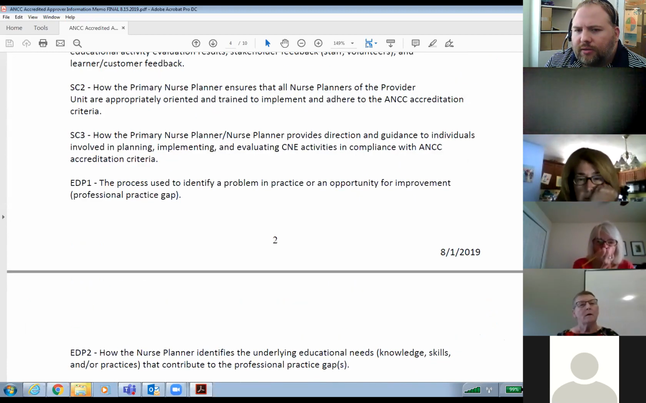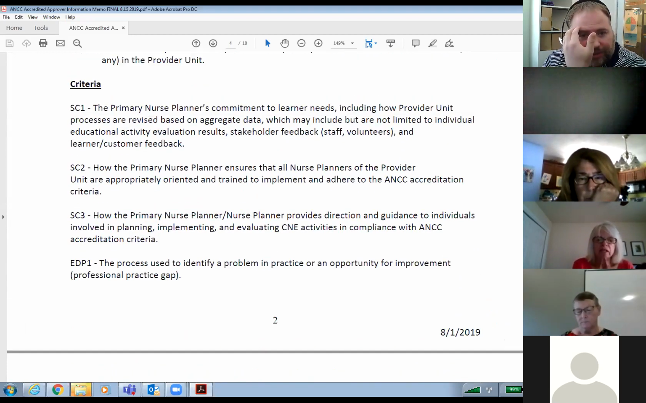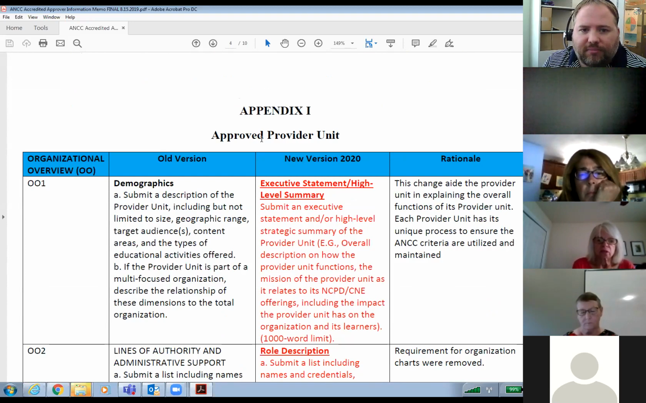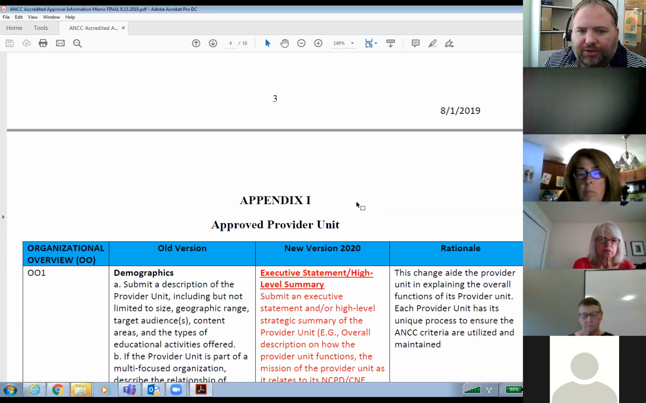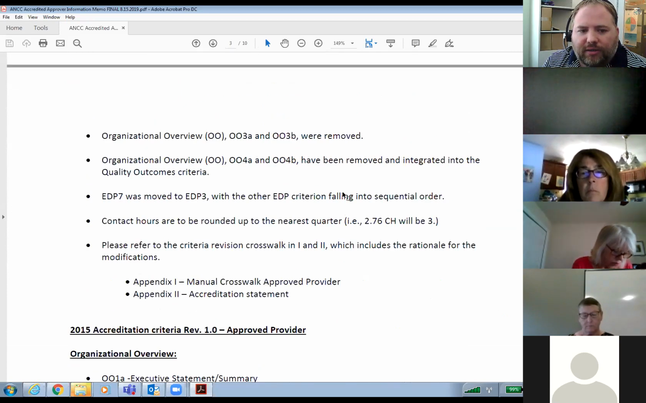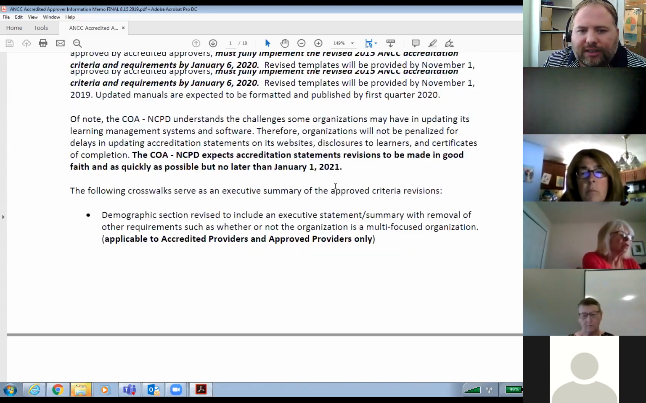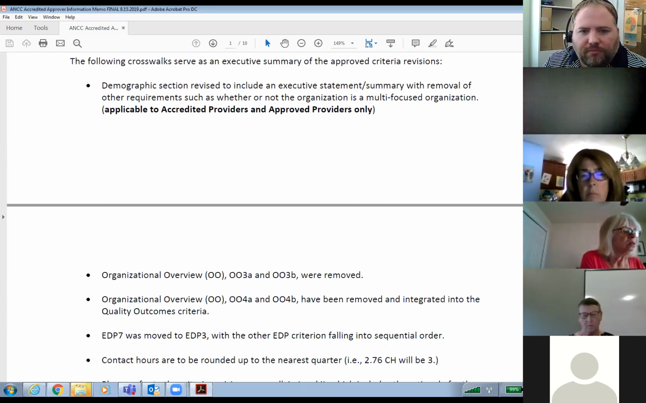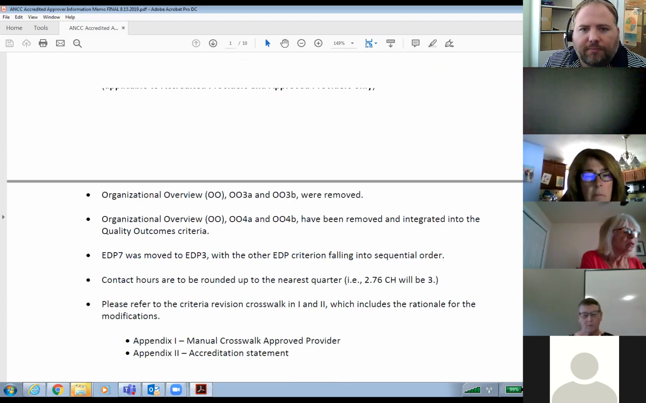I know that some people got the provider and approver ones, but they're pretty much the same, except the crosswalk says approved providers, and the other one just says accredited provider. So that was the change. The email says to download Appendix 1, but it is Appendix 1 and 2. Thank you. Yep.